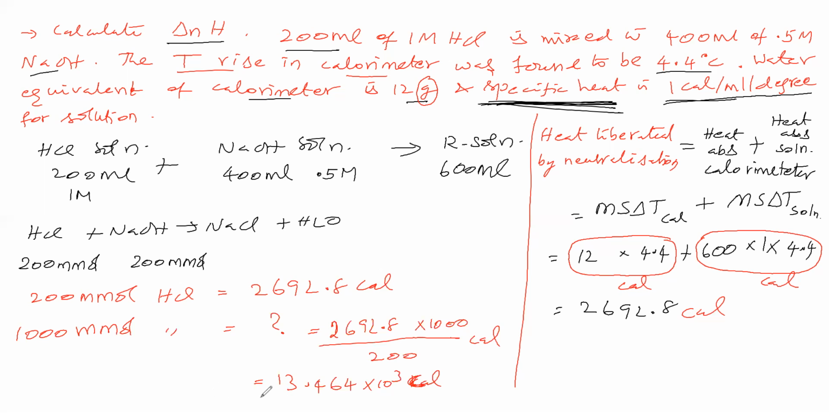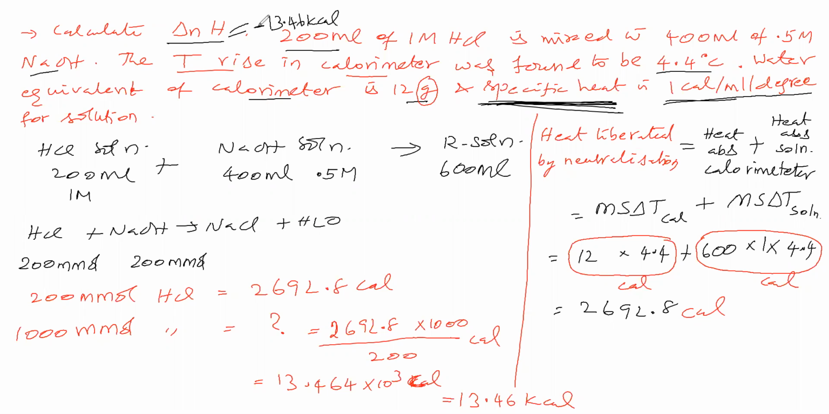Therefore we can write it as 13.46 kilocalorie. So this much heat is liberated by 1000 millimoles of HCl, which means 1 mole of HCl, which means 1 gram equivalent of HCl. 1 gram equivalent of HCl on neutralization releases how much heat? That is called enthalpy of neutralization. Therefore, enthalpy of neutralization is how much? 13.46 kilocalories.